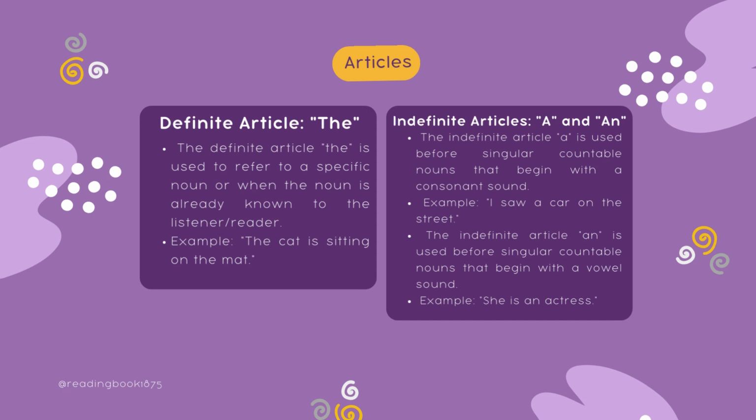Indefinite articles: a and an. The indefinite article a is used before singular countable nouns that begin with a consonant sound. Example: I saw a car on the street. The indefinite article an is used before singular countable nouns that begin with a vowel sound. Example: She is an actress.